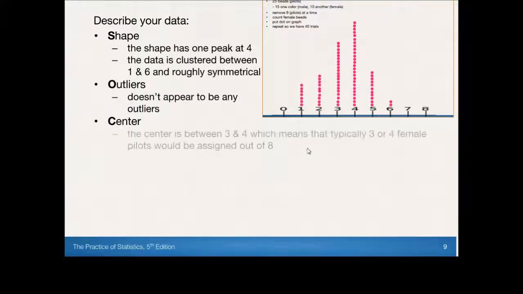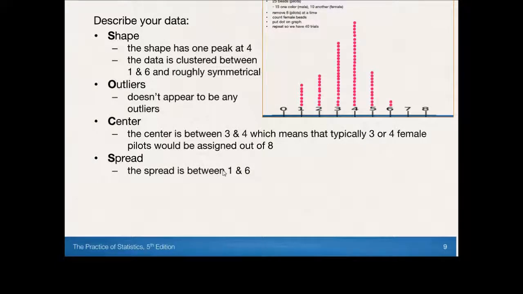The center would be between 3 and 4. You could count how many there were and then figure it out, but I believe the center would be 3. And the spread is between 1 and 6. So there is the SOCS that helps you figure that out.